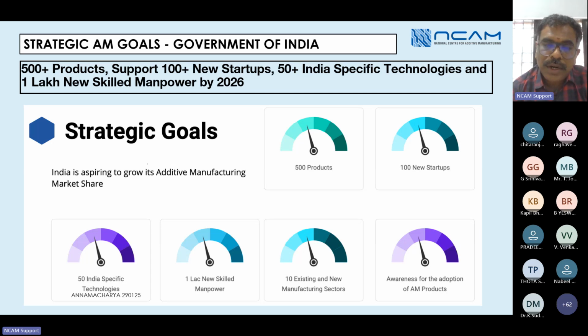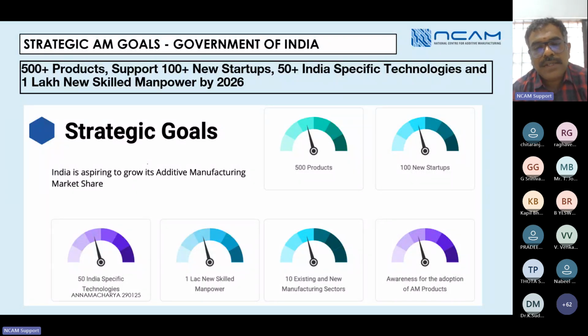Especially, we conduct FDP programs, the programs called ATAP. We fund 2.5 lakhs for each program. We identify certain tier 2 or tier 3 colleges which need it, and we fund them for workshops or FDPs, which will be conducted at their locations and funded by NCAM. That is one of the major achievements which we started last year. Last year, we funded 25 engineering colleges across India for the development of AM, and FDPs have been conducted.